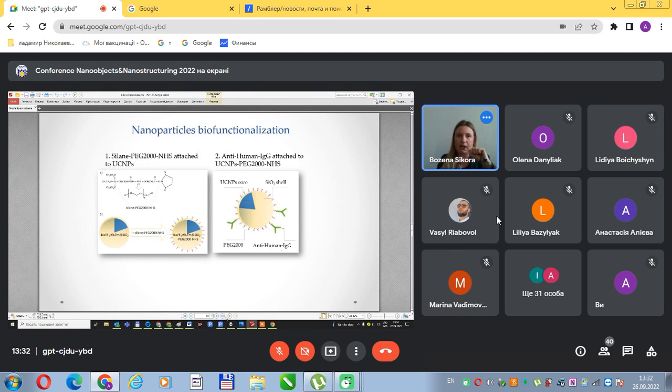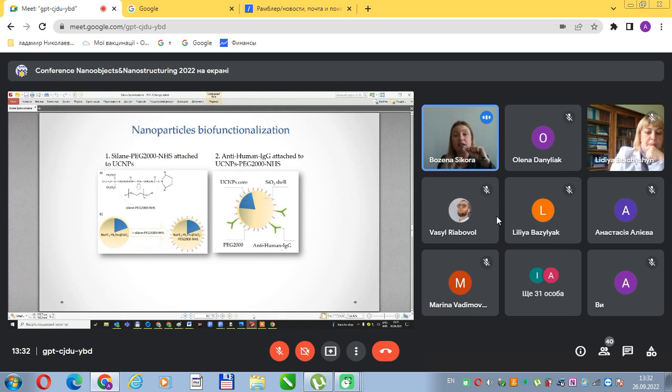biofunctionalize them by attaching the protein specific for the cancer cells to the nanoparticle surface. At the beginning, we attached the Silane PEG NHS compound to the nanoparticle surface, and we attached the anti-human IgG antibody to these nanoparticles.